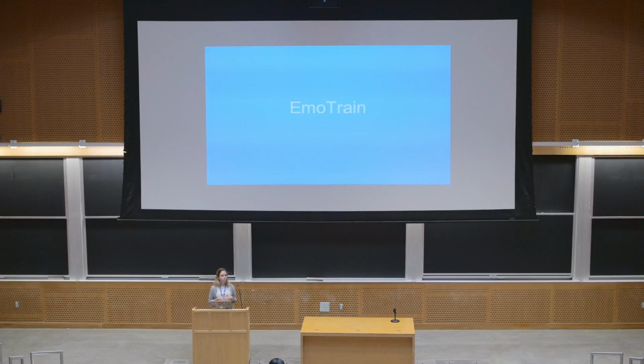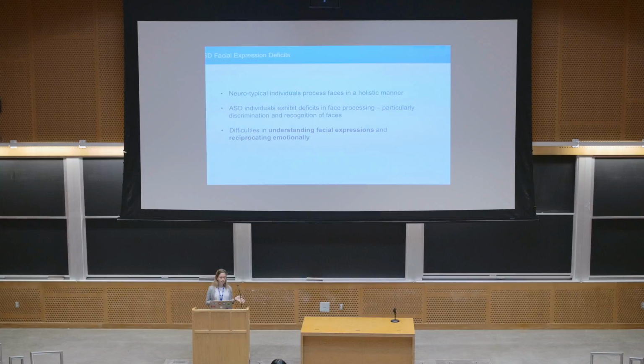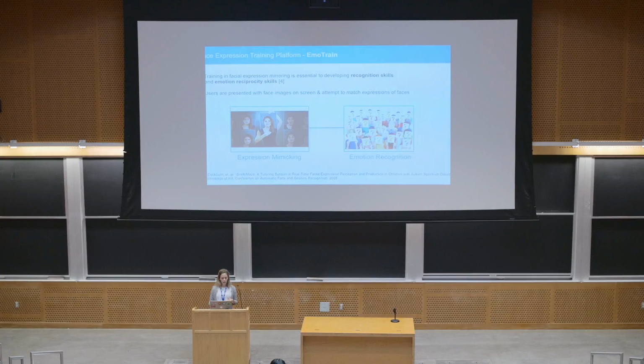So the EmoTrain platform, again, is designed to help people with autism to learn how to recognize emotions and learn how to perform those emotions. As stated earlier, people with autism have severe difficulties in understanding facial expressions and also responding appropriately to others' emotional states. So the platform is designed as a game and will give users a face image that they have to mimic. And why mimic? Because previous studies have shown that training in facial expression mirroring helps not only in learning how to make those expressions, but also how to recognize expressions.